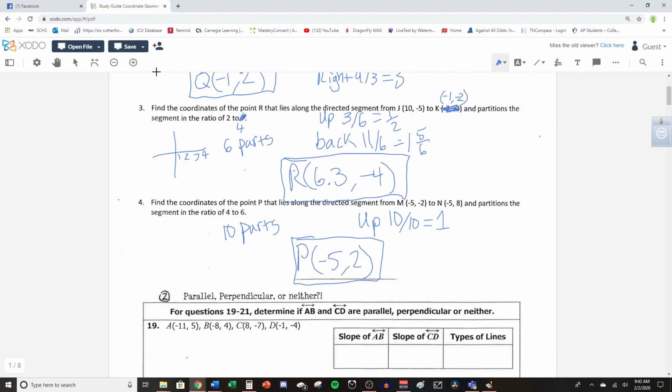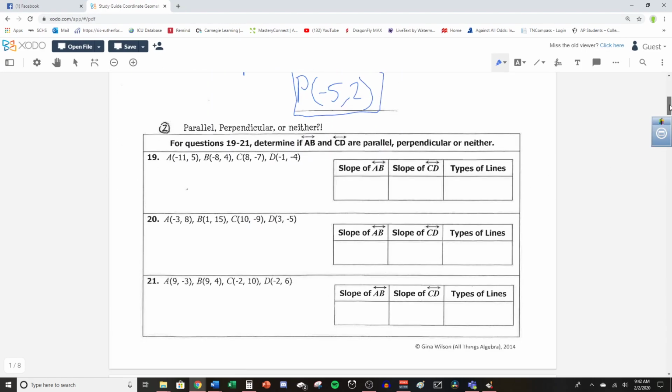This time I'm just going to be using the sheet. It says parallel, perpendicular, or neither. This is the second section. So we have 2 lines. We have A, B, and C, D for all these parts. What we need are the slopes of these. Parallel means they have the same slope. Perpendicular means you have opposite reciprocals.